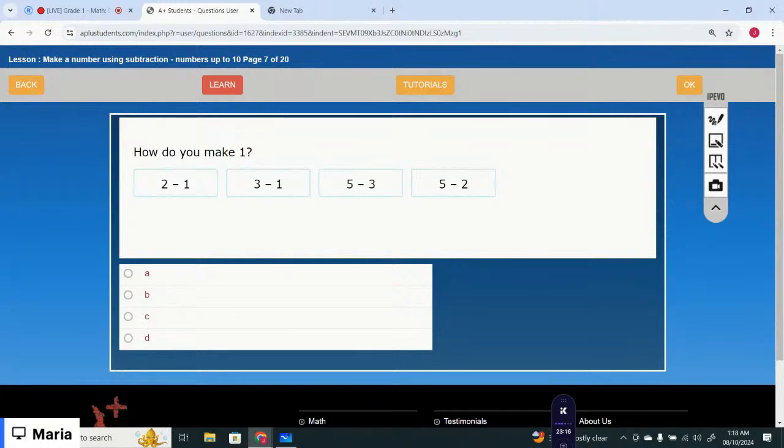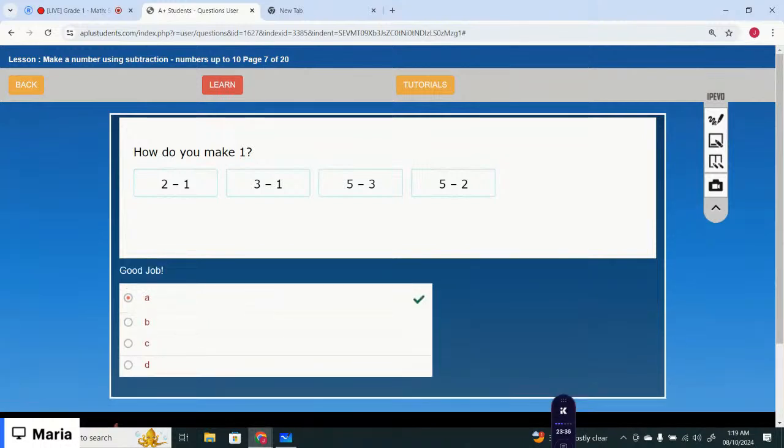How do you make 1, which is the correct option? That is option number A is the correct option. 2 take away 1 is 1. That's the only option that makes 1, right?